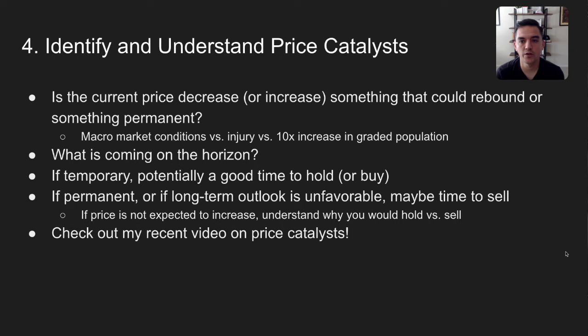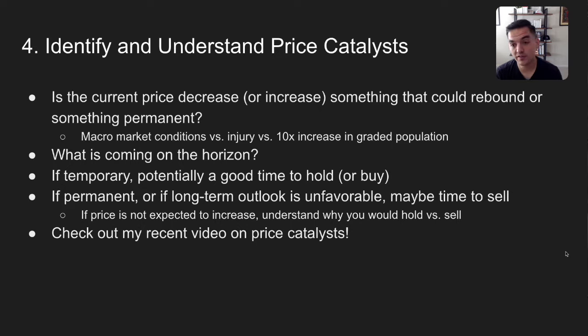So the fourth thing that we can do to quell the sunk cost fallacy is to identify and understand price catalysts. So really the question is, is the current price decrease or increase something that could rebound, or is it something permanent? Macro market conditions, obviously right now there's pretty negative macro conditions on all markets. So you could say, well, when that turns around, we would expect the market as a whole to rebound. Versus like an injury where a player gets injured and then they're out for 3 months and then they come back. Okay, well, we would expect them to resume their form and the prices would hopefully rebound.